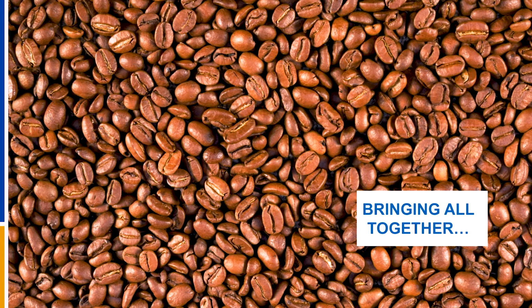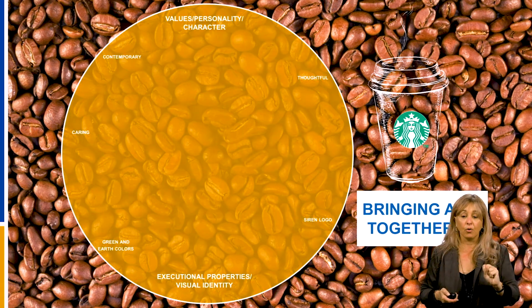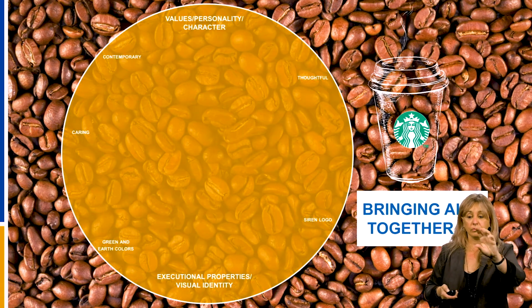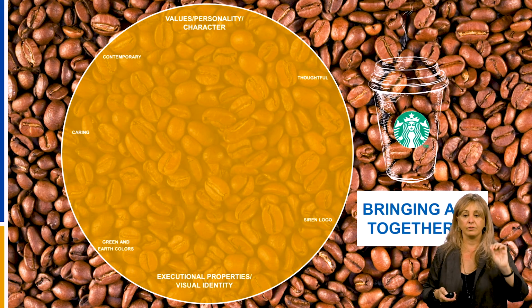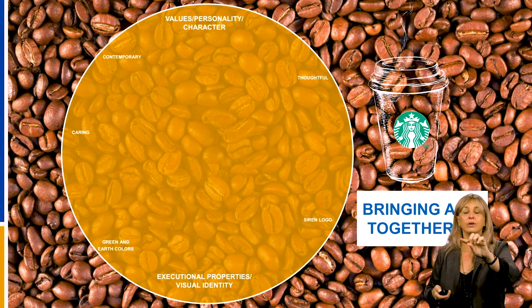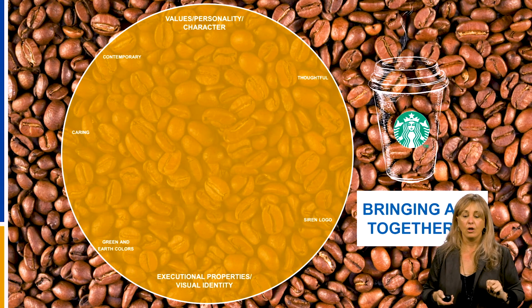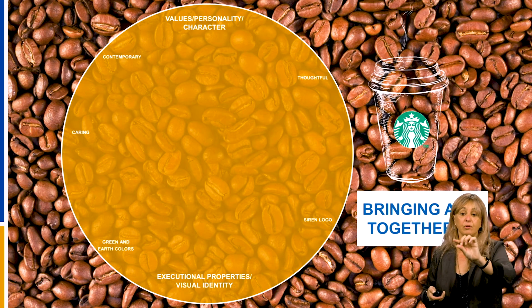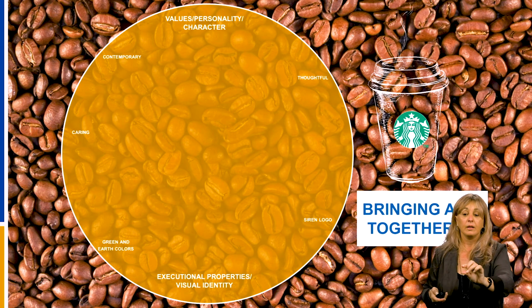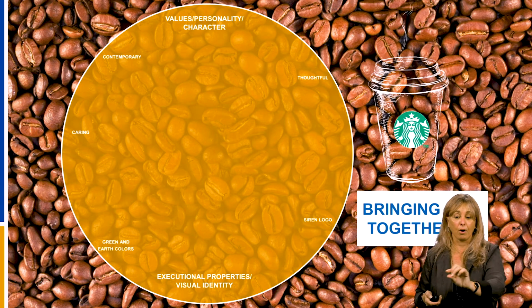Okay, so let's bring all this together to help you create all this for your brand. There is a tool, which is the circle, that you can put everything about your brand in one place. In the external circle, you have on the top the values and the personality, and at the bottom the identity and the executional properties.